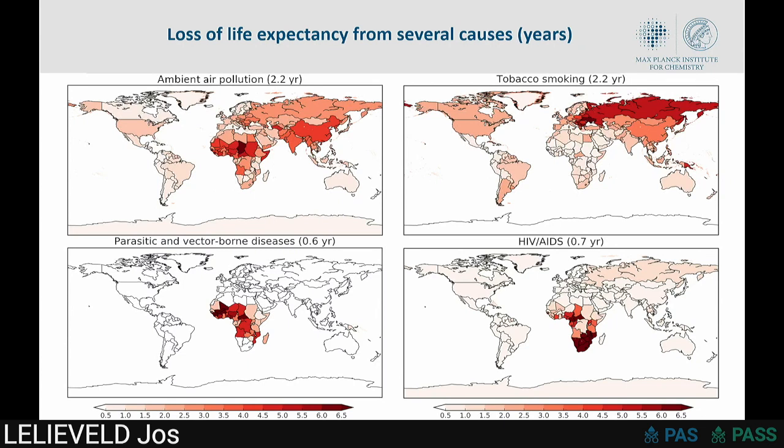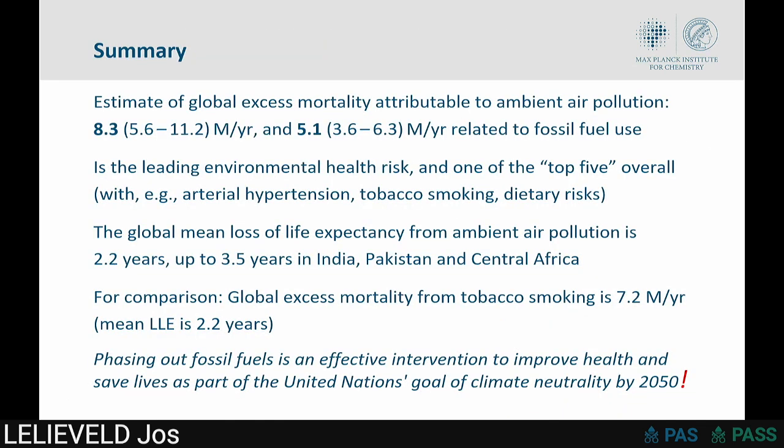And this is what you see here. This is the life expectancy loss from several causes. In the upper left, you see air pollution for different countries, which is contrasted to the upper right with tobacco smoking. Lower left is diseases such as malaria, and to the right, lower panel is HIV/AIDS. And you can see that ambient air pollution is on par with tobacco smoking in terms of total premature mortality.